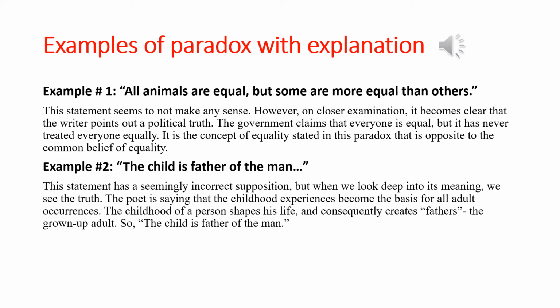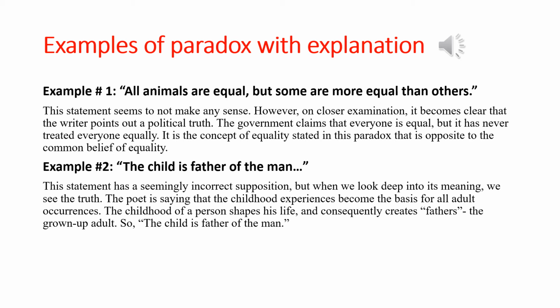We will have a closer look at two other examples of paradox with explanation. Example 1. All animals are equal, but some are more equal than others. Explanation. This statement seems to not make any sense. However, on closer examination, it becomes clear that the writer points out a political truth. The government claims that everyone is equal, but it has never treated everyone equally. It is the concept of equality stated in this paradox that is opposite to the common belief of equality.